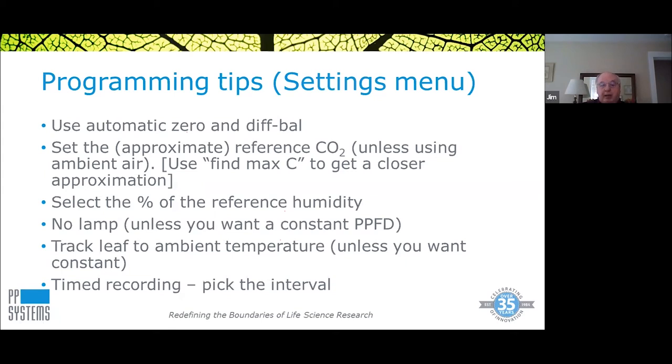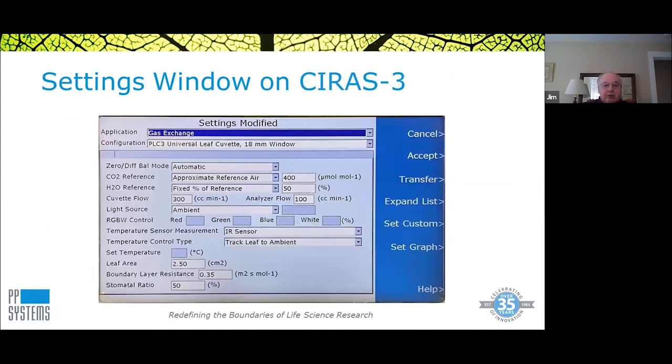There are times when you might want it to be constant, but tracking diurnal patterns, you just track leaf to ambient air temperature. And then you just do a timed recording and you pick your time interval. So what the CIRAS-3 window looks like, this is the settings menu. You're doing gas exchange, you have whatever cuvette you have. This is the 18 millimeter diameter window.